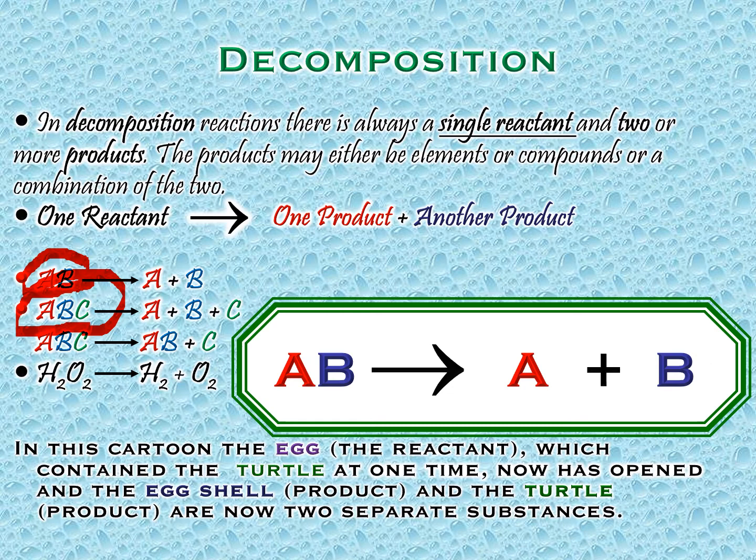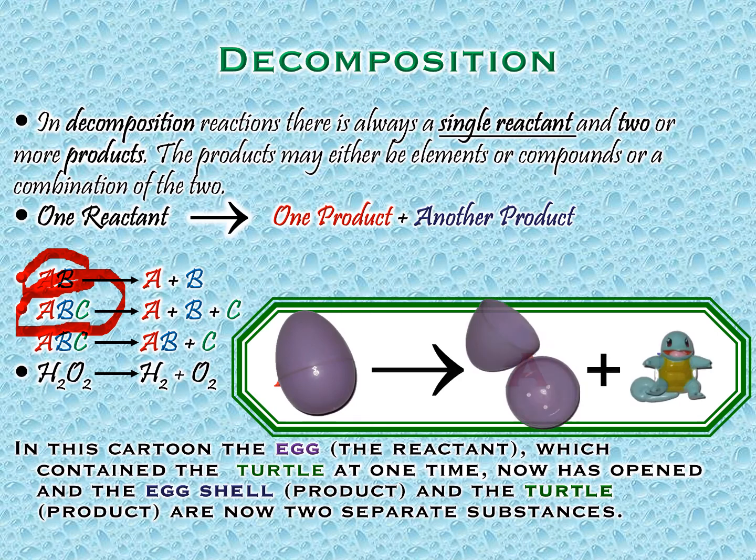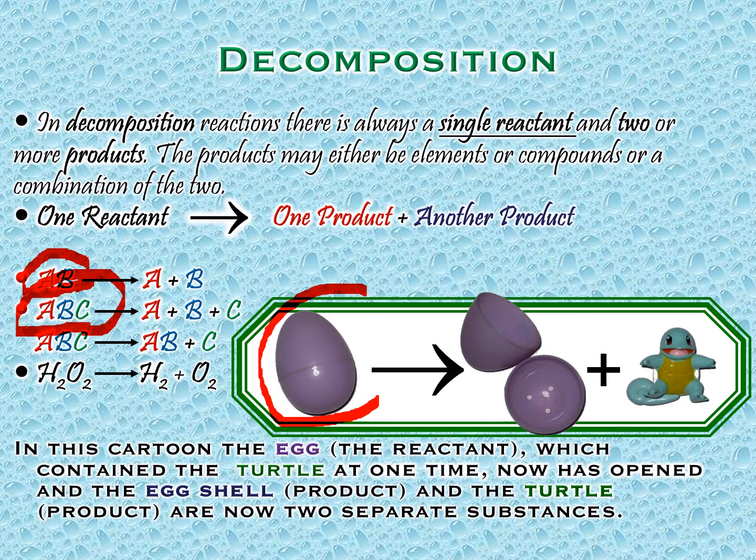Okay, the toy version of this is starting with an unhatched egg. Well, something's inside that egg. After it hatches, you've got the eggshell plus the squirtle that was inside. So that's 2 things coming out of one. So this is one reactant. That's the giveaway for decomposition.